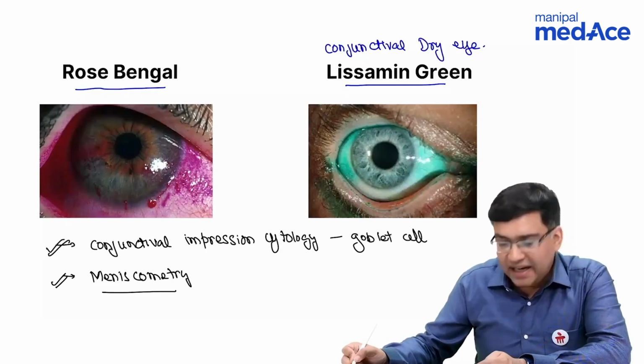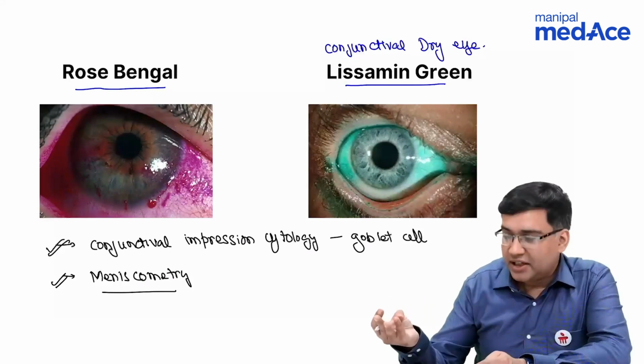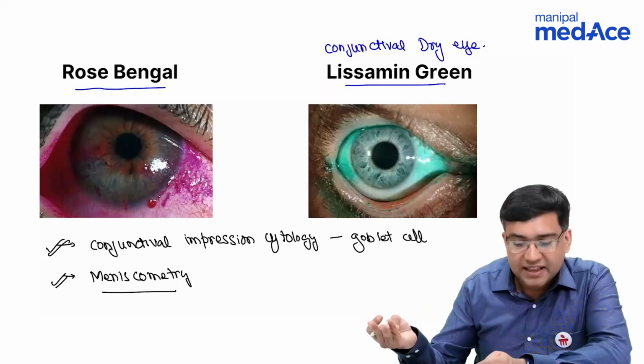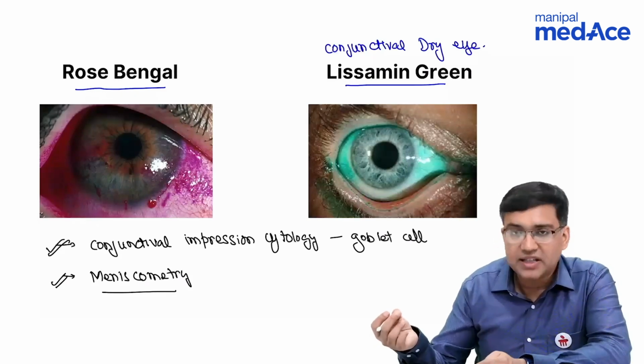So here we end this topic of dry eye evaluation, where we use the Schirmer's test, tear breakup time, phenol red thread test, Rose Bengal dye, Lissamine green, and conjunctival impression cytology and meniscometry.